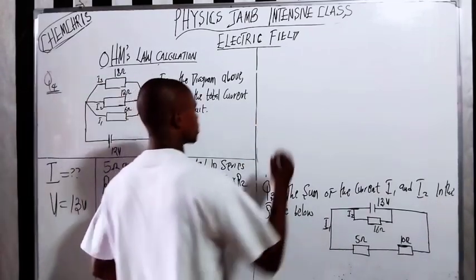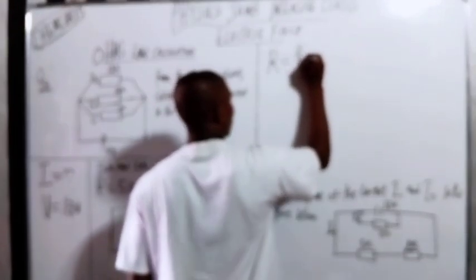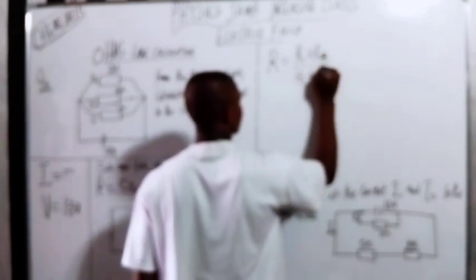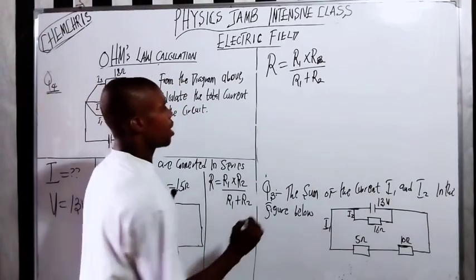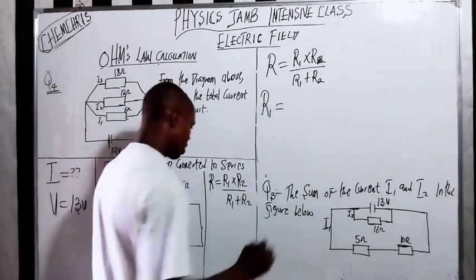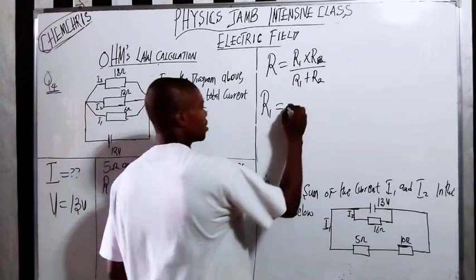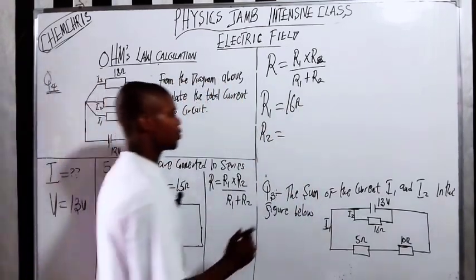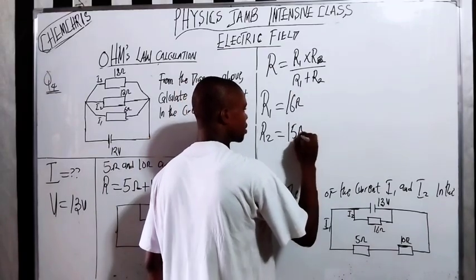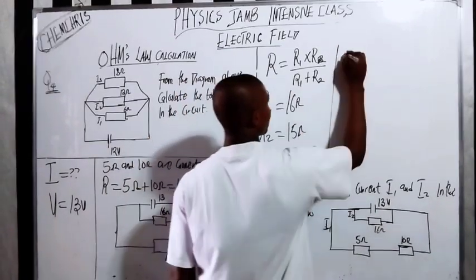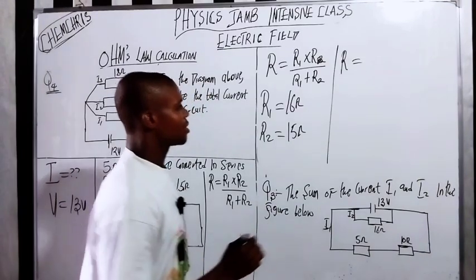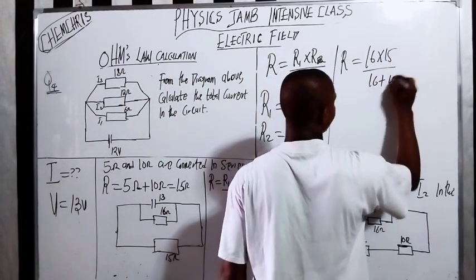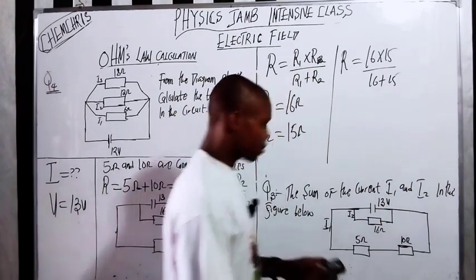So I'm using R equals R1 times R2 over R1 plus R2. Now my R1, resistor 1, is 16 ohms. My R2, called resistor 2, is 15 ohms, right? So R here equals 16 times 15 over 16 plus 15. So use your calculator here.